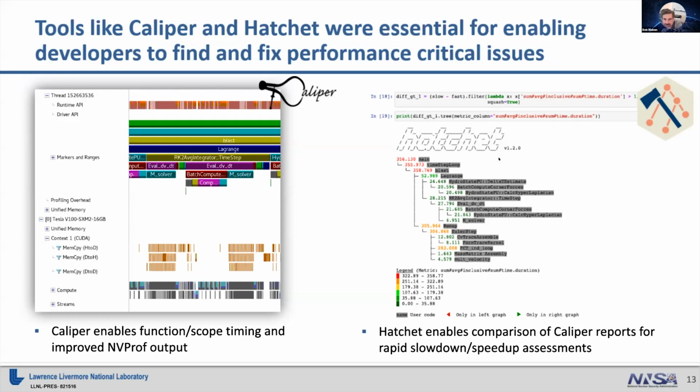We also have a tool called Hatchet. You can think of it as a post-processing tool that can take Caliper data and give you speed up and slow down reports. So using Caliper and Hatchet, we were able to closely monitor the performance of our code, find the hotspots, work on porting those GPU kernels, and tuning the performance over that year that I described. Next slide.